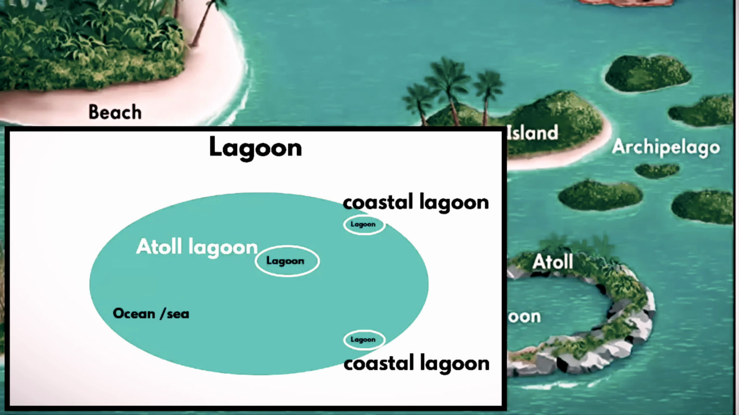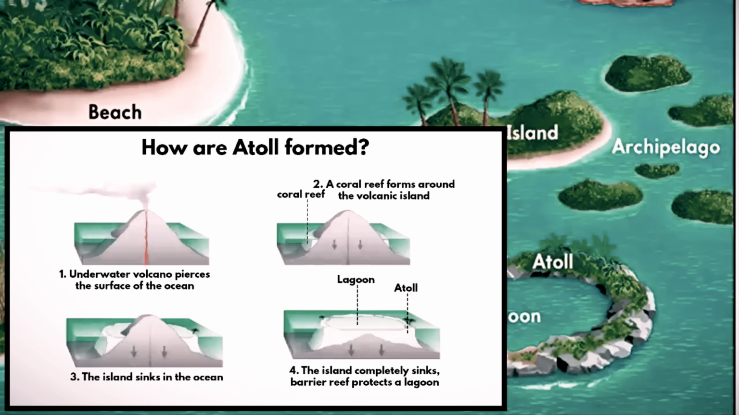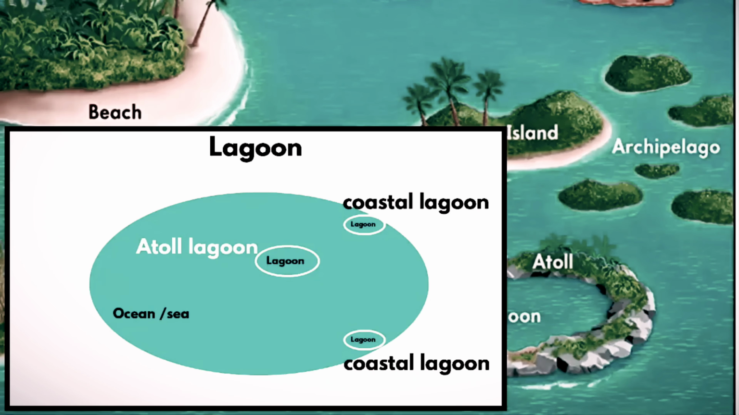Lagoons are of two types. In the previous point, we learned about atoll. At the center of an atoll, you will find a lagoon. And this type of lagoons are called atoll lagoons. However, lagoons can also occur near coastlines.